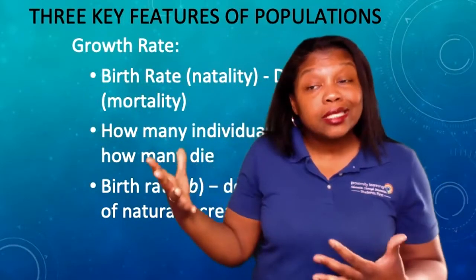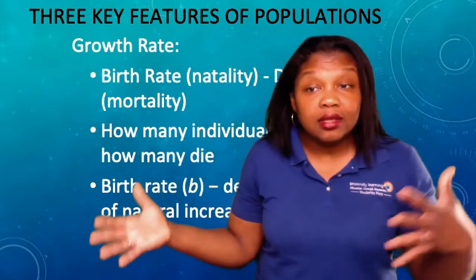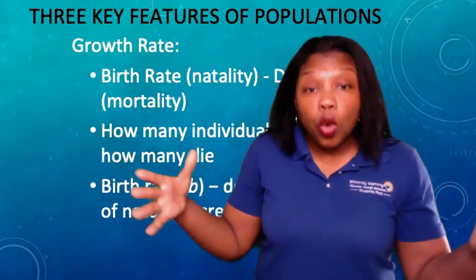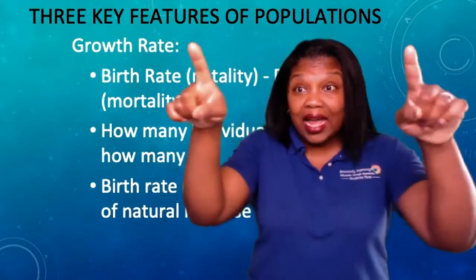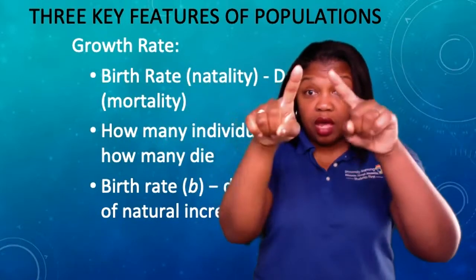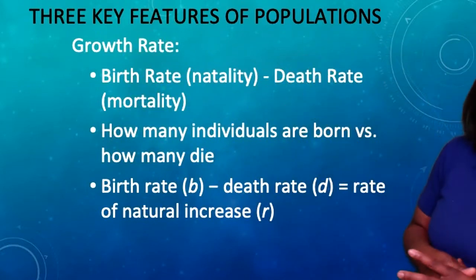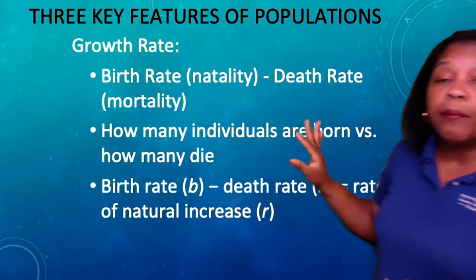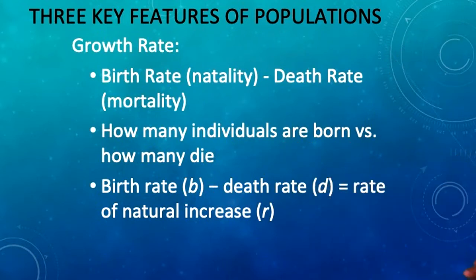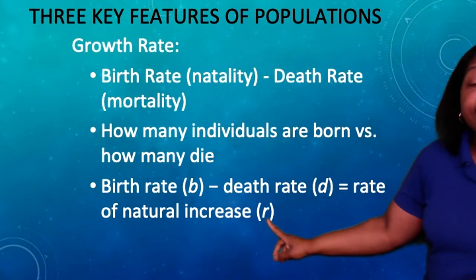And now I can predict, okay, well, in 5 years and 10 years, we're going to have this many people. The size of the population in this given area is going to be this number because I've calculated my growth rate. Again, we're looking at birth versus death. That's going to equal something called the rate of natural increase. They use a letter R for that.